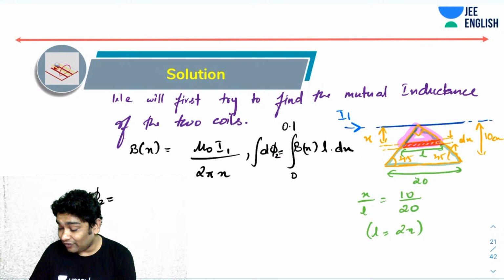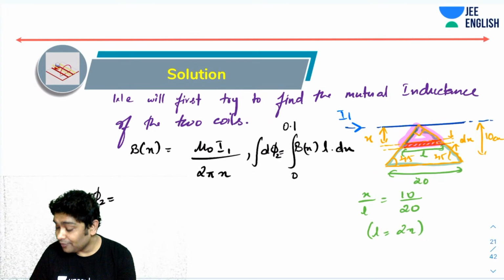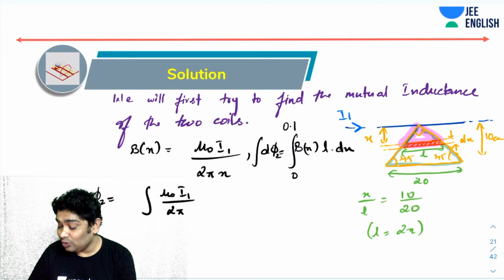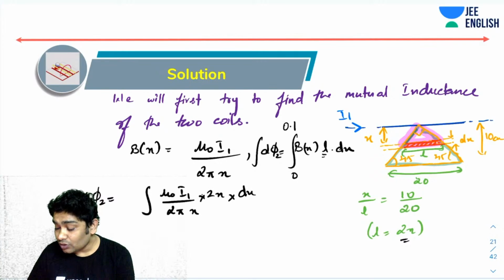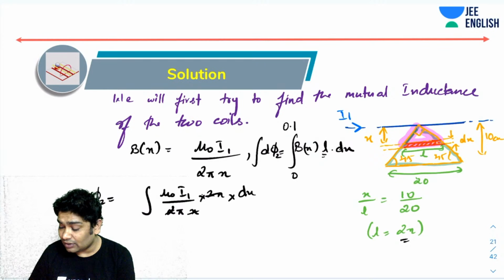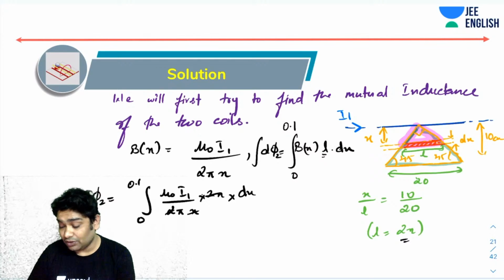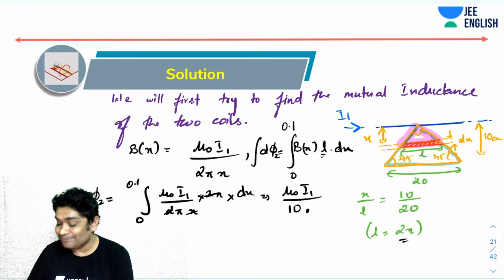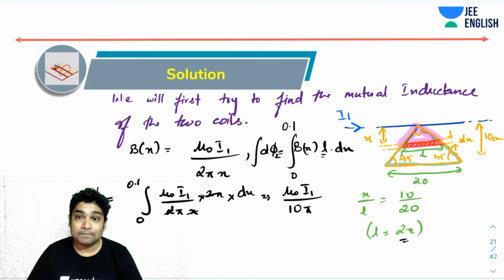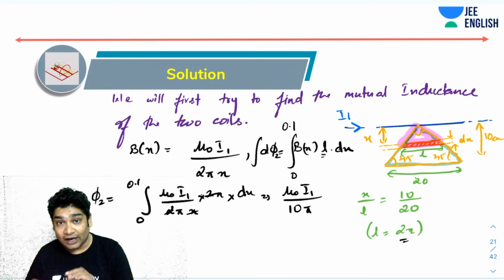What is phi 2? Phi 2 would be the integral of, now B was mu naught I1 over 2 pi x, times, let's see what is L. So L is 2x, so into 2x times dx. This 2x gets cancelled, and x you are varying from 0 to 0.1. So what you realize is that if you integrate, you are getting mu naught I1 over 10 pi. Agreed? This is the answer that you got for phi 2.